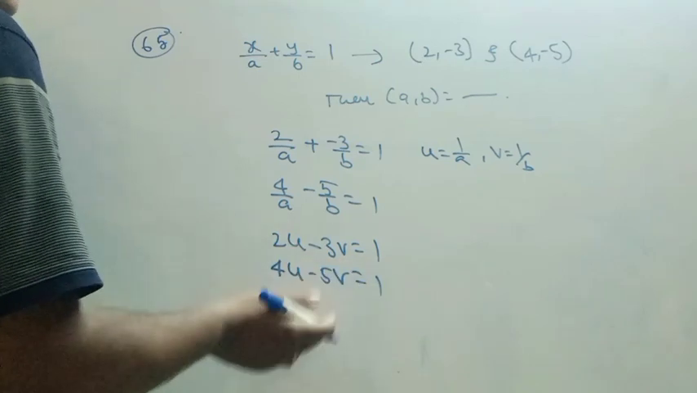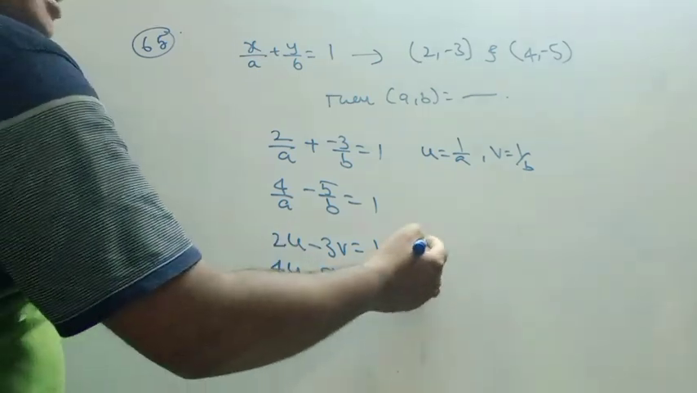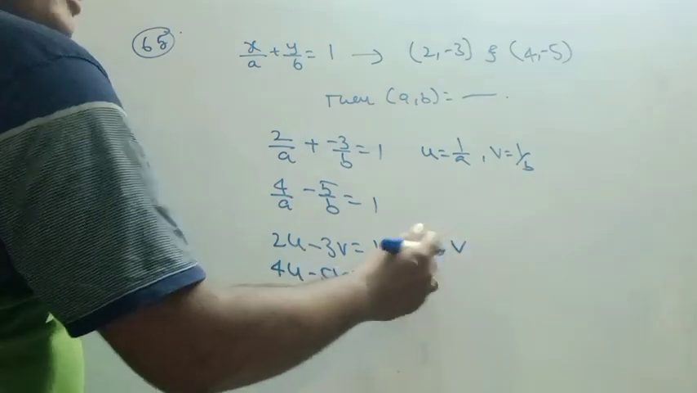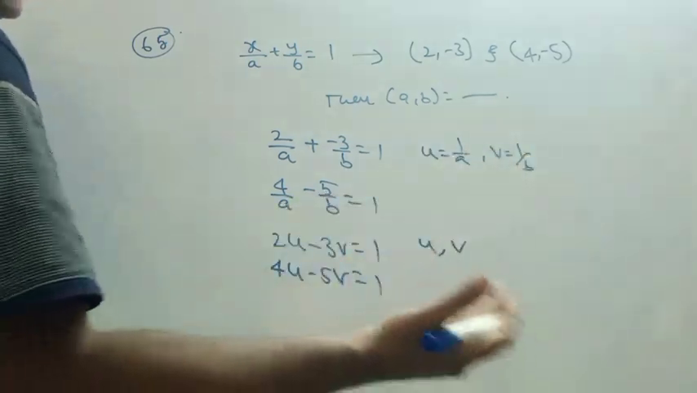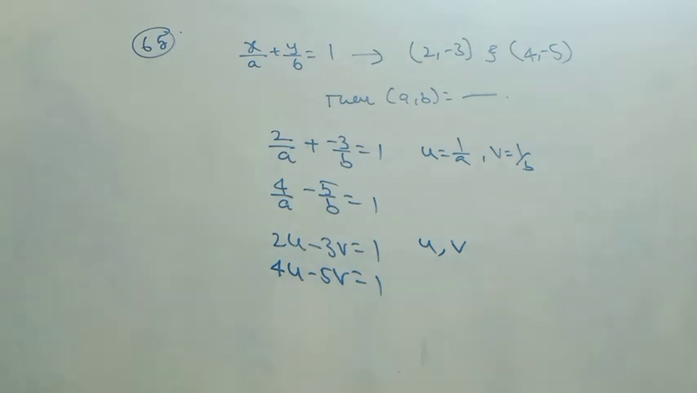You know how to solve this. Find the point of intersection and you will get u and v. Once you get u and v, from that you can find a and b. That is the way you will do this beautiful problem.